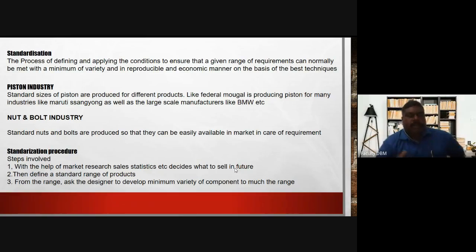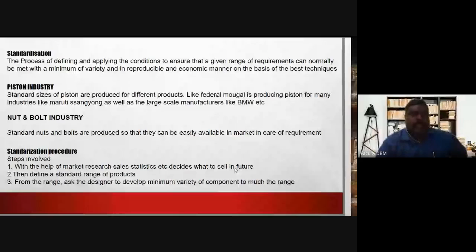The steps involved are: with the help of market research and sales statistics, decide what to sell in the future. Then define the standard range of products, meaning how much we have to produce, how much we have to sell in the market, and how much the market demands. Otherwise, it will affect us. If there is a demand for one and the company comes out with lakhs of products, there will be no sales. So the bullwhip effect should not be there in estimating and forecasting the sales.